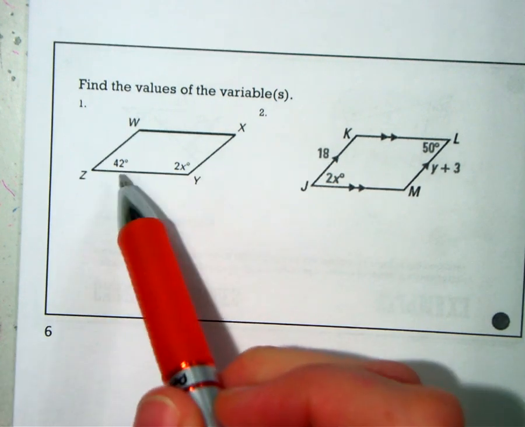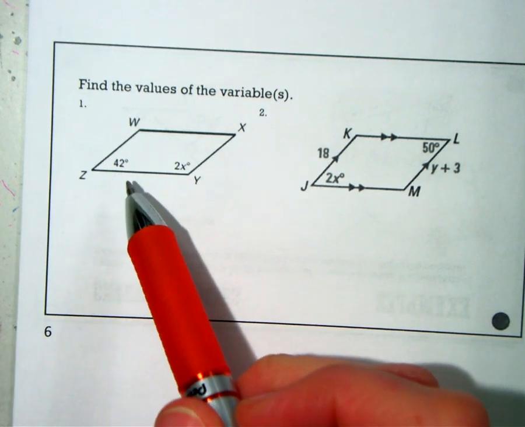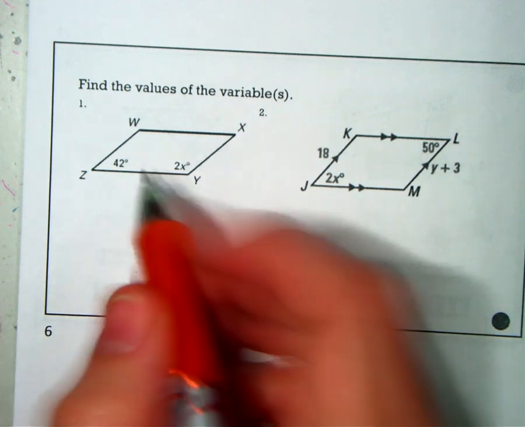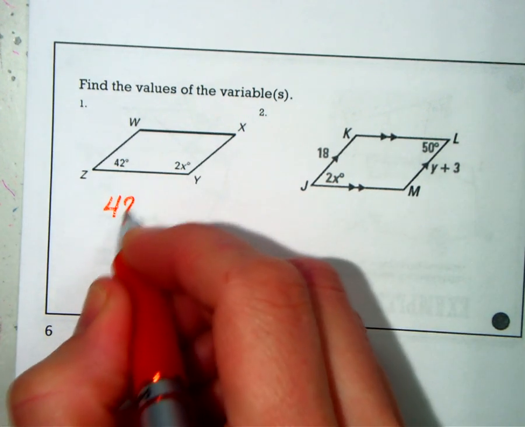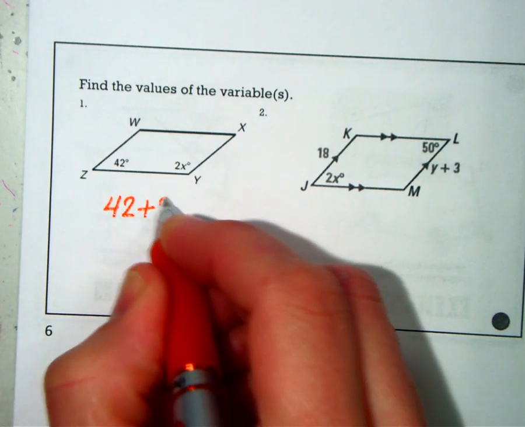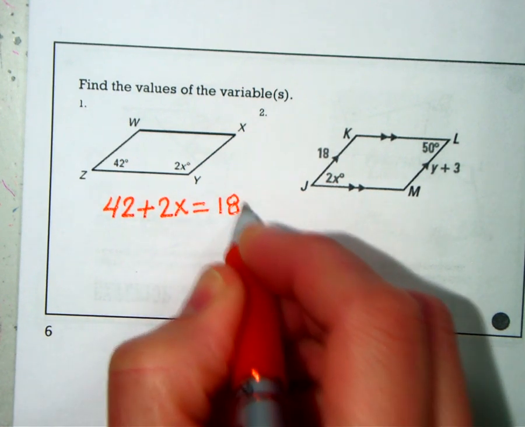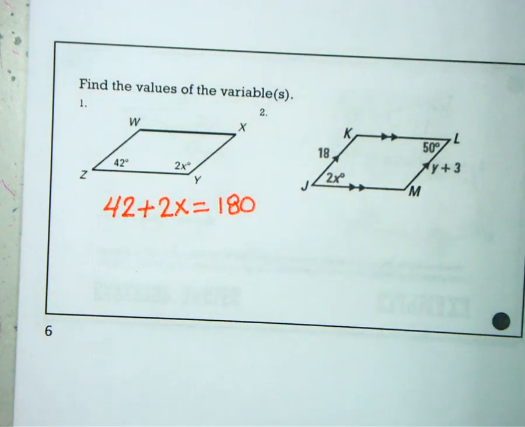So should you set 2x equal to 42? No, this is the one time that we don't set them equal. These are consecutive, so they're going to add up to 180. So it would be 42 plus 2x is equal to 180 degrees. Okay, and then we would solve that. That's it. So you have to be able to recognize the property and then know, are they equal or do they add to 180? Okay, we're not actually going to solve that, so let's go on to the next one.